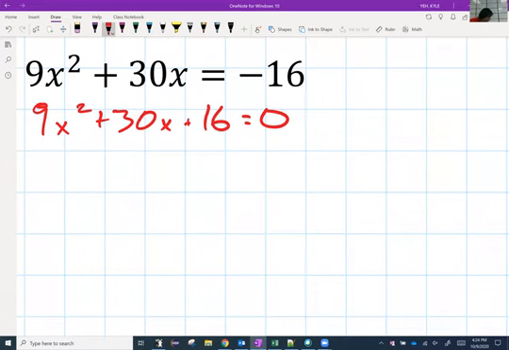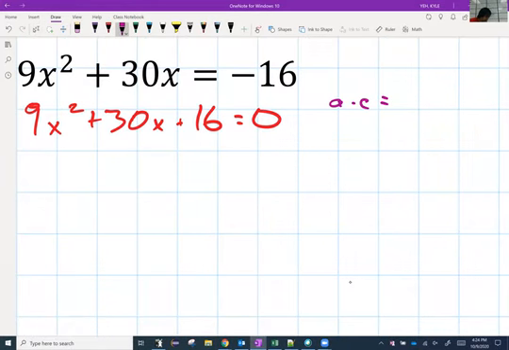And then I'm going to find my a times c. A times c, 9 times 16 is 144, and b is 30. And I don't know about you, I don't know all my factors of 144 super well. So maybe we just have to go test. I'm going to come to the calculator.